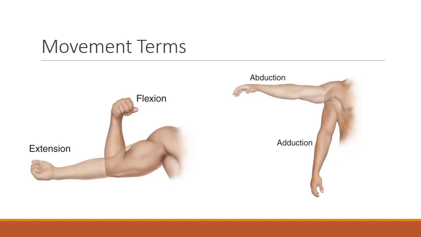Abduction is taking a joint away from the midline of the body. This is showing the shoulder, extending the arm out to the outside, so this would be abduction. Adduction would be bringing that arm back in towards the midline of the body, toward the center line of the body. I remember these two by, with adduction, you're adding to the body. You're bringing something closer to the body. And the opposite, going away from the body, is abduction.